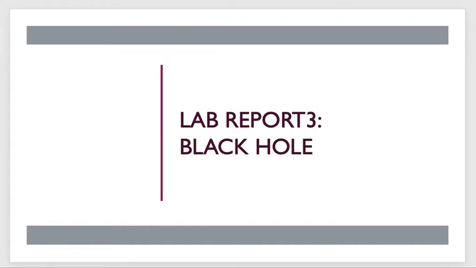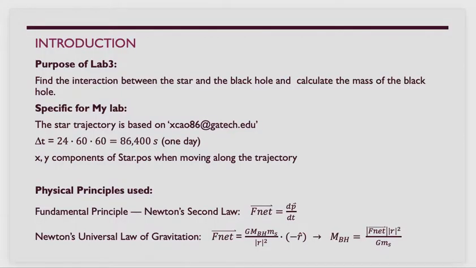Report 3, black hole. The purpose of Lab 3 is to find the interaction between the star and the black hole and calculate the mass of the black hole. The specific thing for my lab is that the star trajectory is based on my email address, and delta t is equal to 1 day, but we have to convert it to the second unit. So it's 24 times 60 times 60, which equals 86,400 seconds. And we also know the xy component of the star position when it moves along the trajectory.